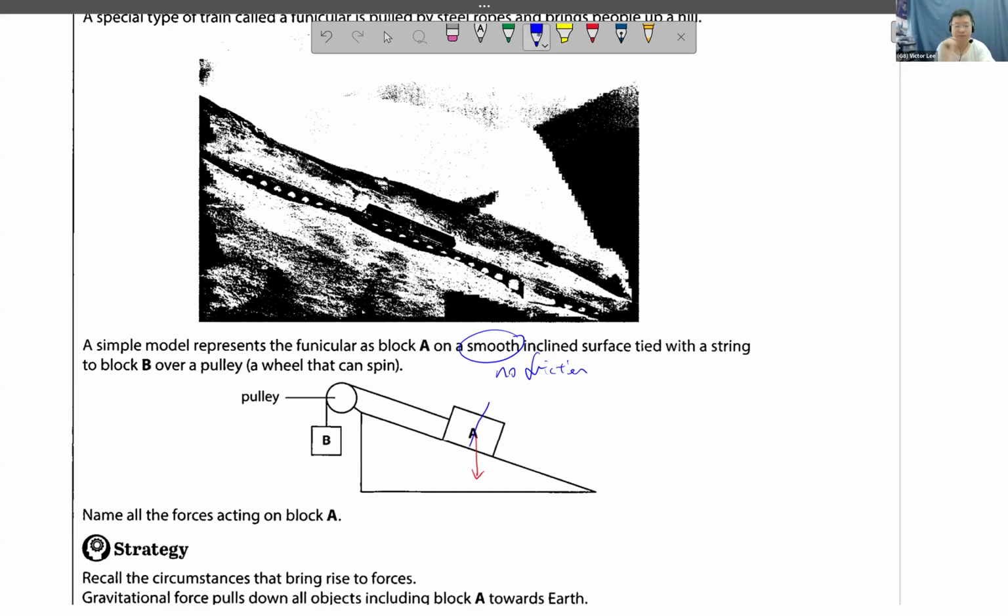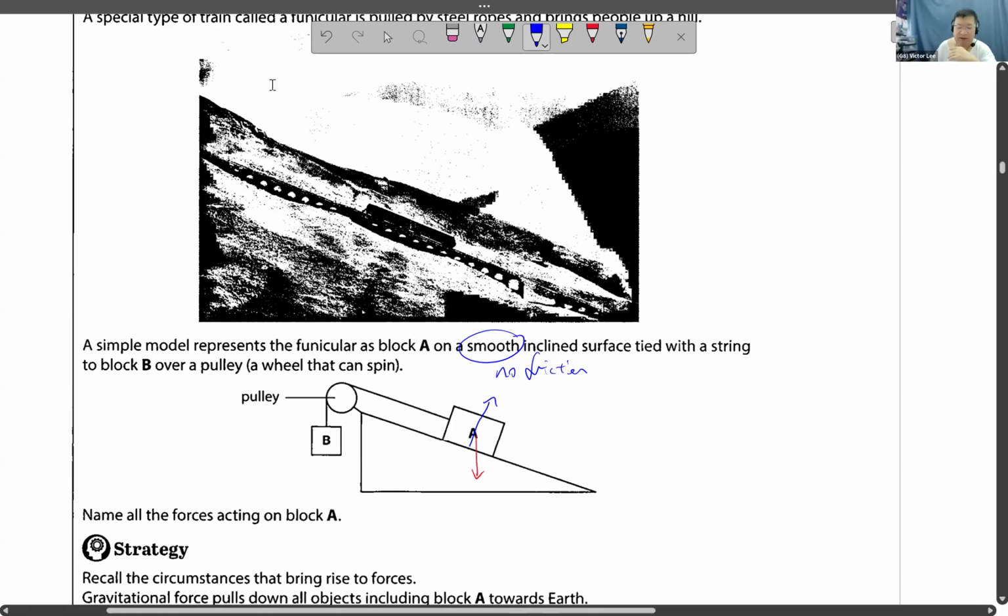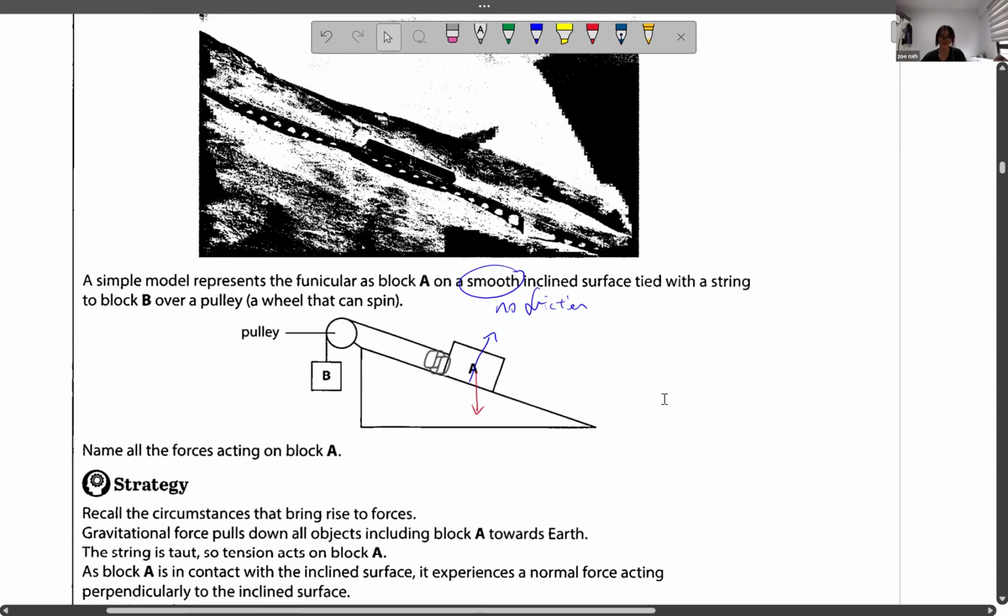What do you call that? A force between two objects in contact. This object is on the surface. So this perpendicular force is called? Normal reaction. Yes, the normal force.